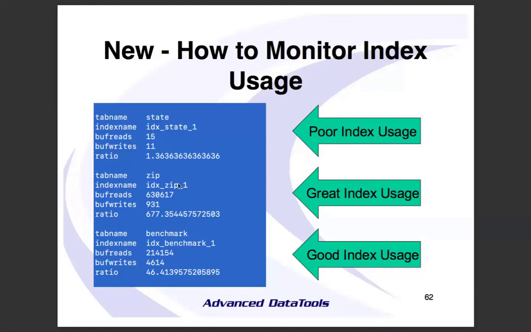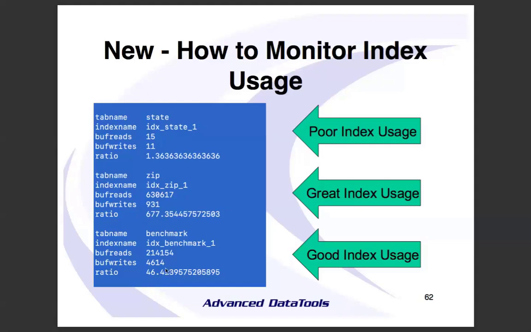Where this script is really helpful is when you have a table with 5 indexes and you're trying to figure out if you really need all 5 of those indexes. This is an example of a great index. It's been used 677 times for every write. That's an excellent percentage. Here's an example of a good index. It's been used 46 times for every write.